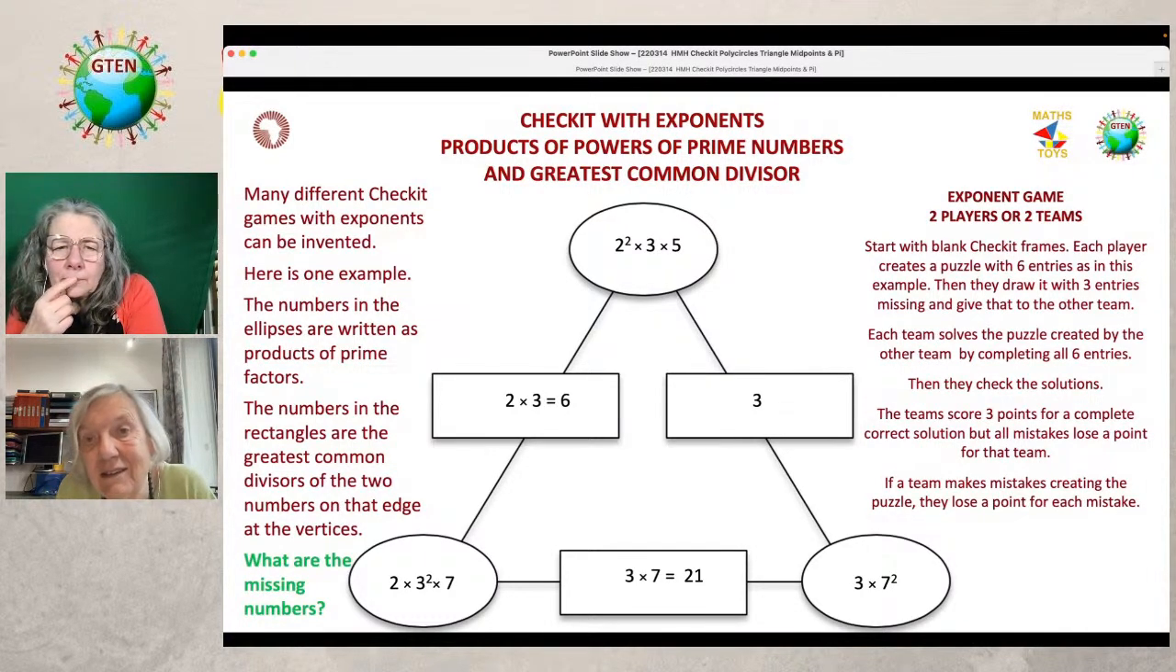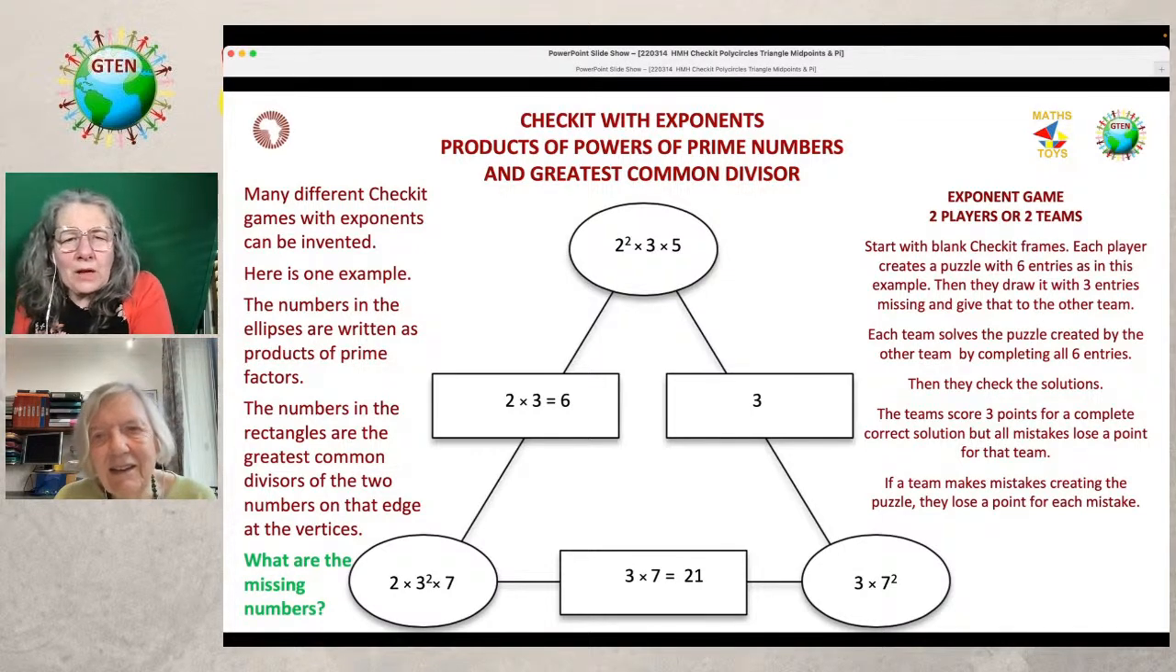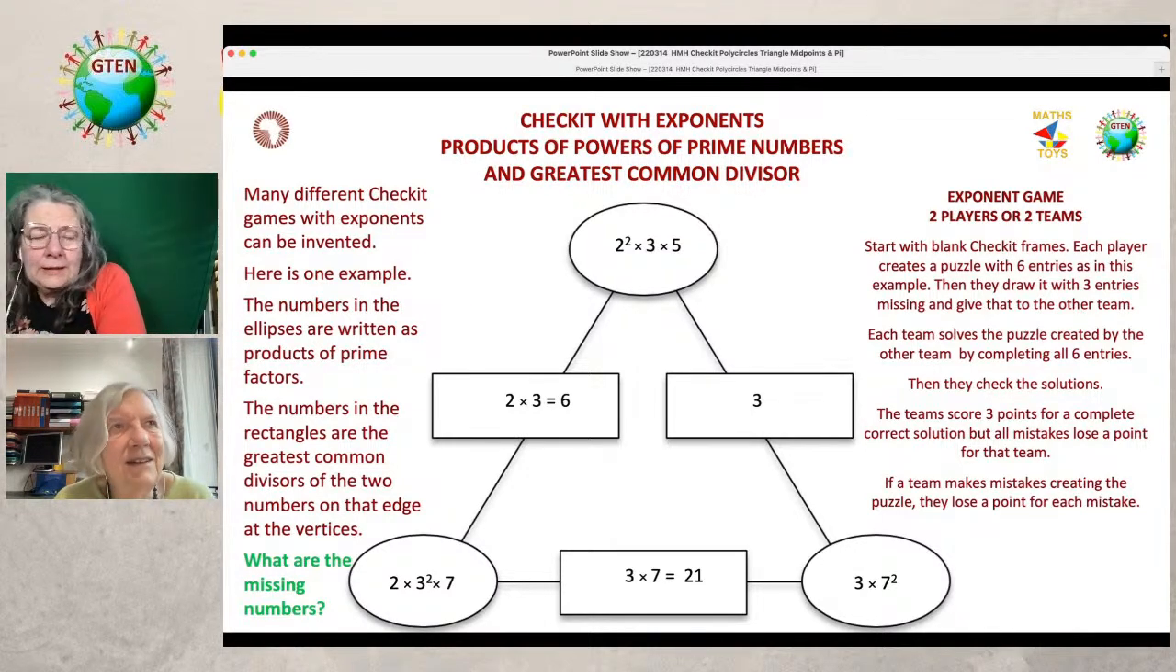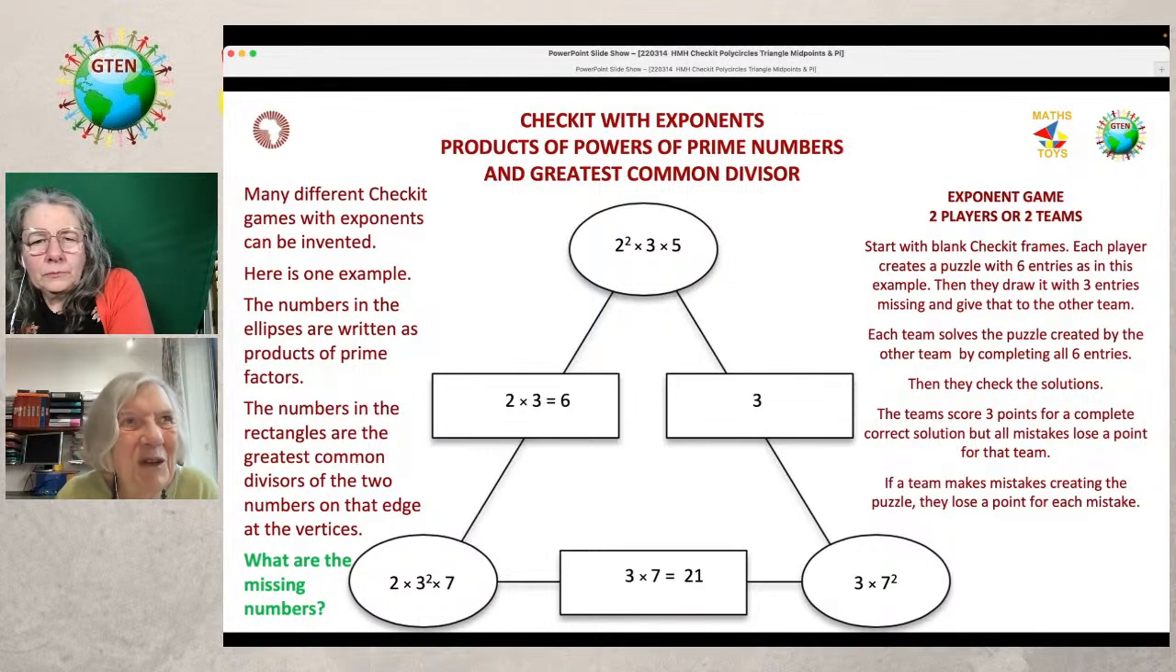And here, I love this version actually, where it's two groups playing each other, and they each make up a puzzle, which they know works and they've checked, and then they fill in three of the boxes, and the other team has to fill in the other three. They swap them over. And create their own puzzle, and it's got to work. Yes, it's a nice way to do it. But it was even more versatile.